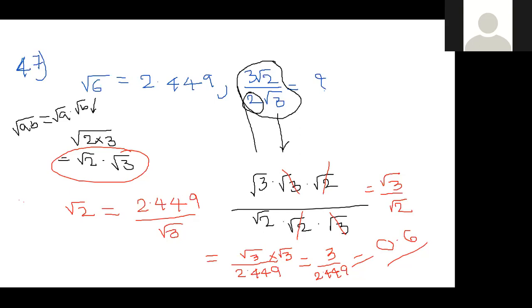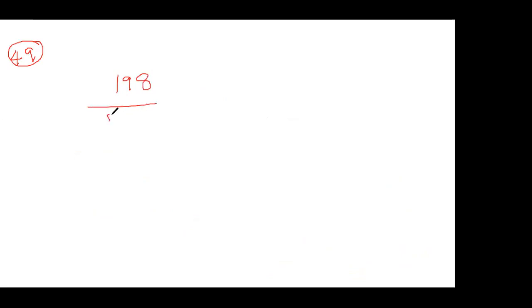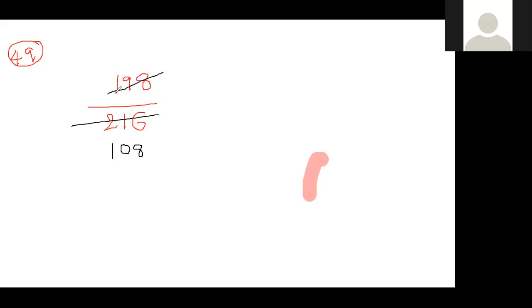Yes. See, question number 49. Simplify the value of 198 by 216. Then you guys know how to simplify. Yes or no? Then take the 2 table only, the minimum table. 2 ones are here. You have to take two numbers at a time. 2 eights are. I am doing the cancellation. 2 nines are 18. Remainder is 1.